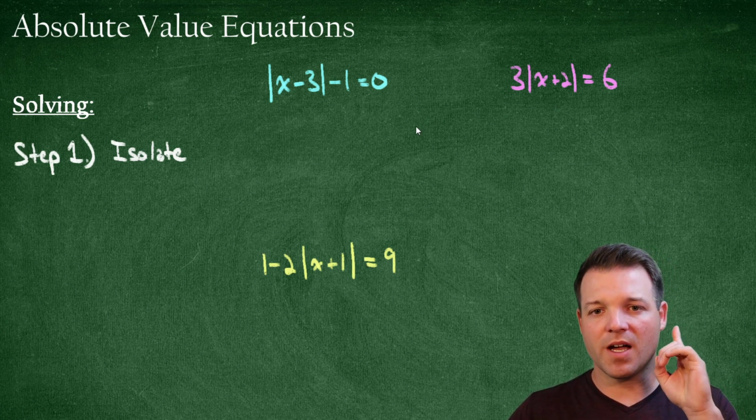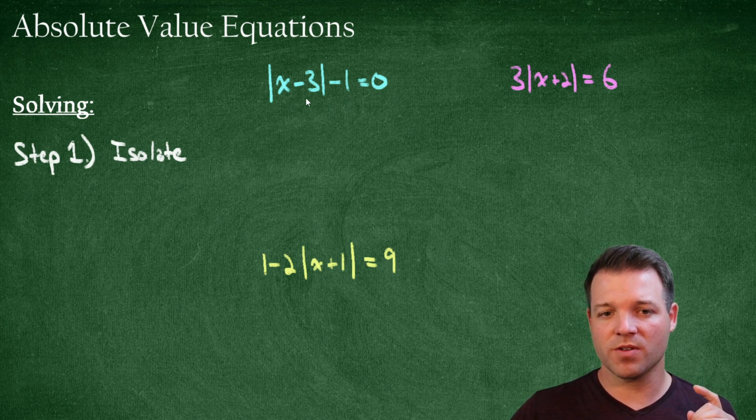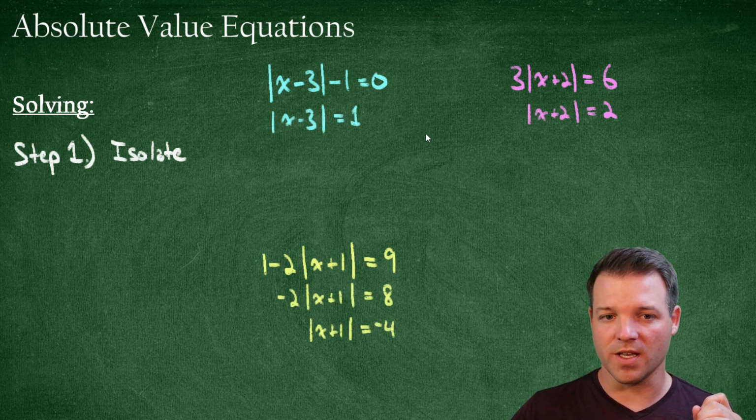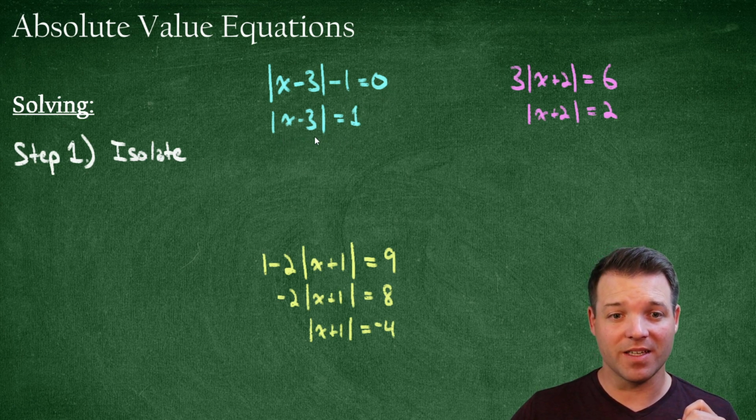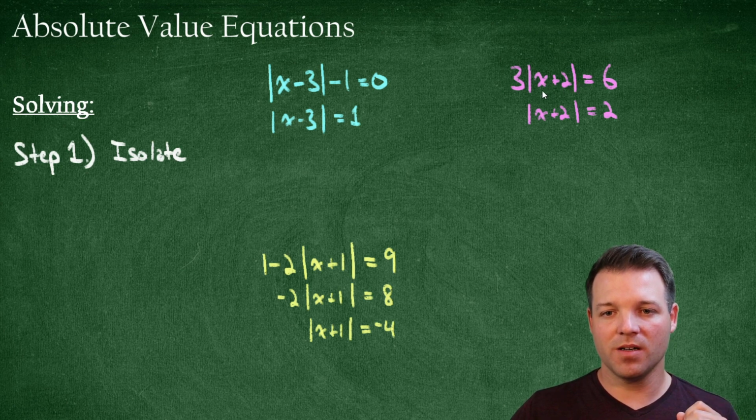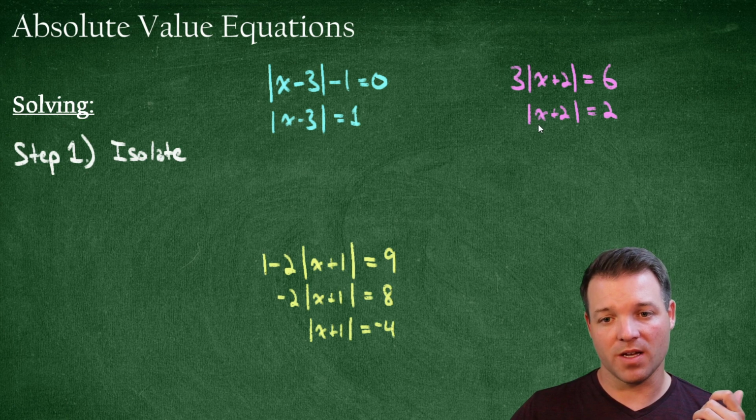So always isolate. So what we're going to do is we're going to take all 3 of these and we're going to isolate the absolute value. Okay, so let's go ahead and see what that work looks like. So here we go with the blue, right? All I did was add 1 to the other side, and now the absolute value is isolated on the left. In the pink here, I divided both sides by 3, and so I got the absolute value of x plus 2 is equal to 2, because 6 divided by 3 is 2.